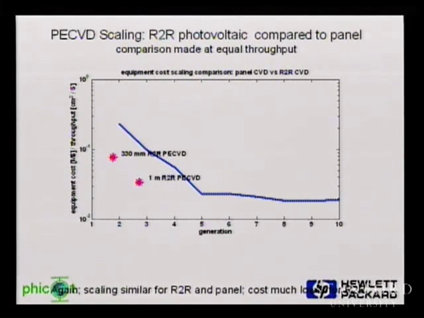So maybe a more realistic comparison comes from comparing the roll-to-roll deposition equipment, which our partner company is using for making solar cells, to the cost of a flat panel PECVD system. And again, you see a similar thing: the scaling law looks remarkably similar, but the equipment costs in this case are maybe about a factor of 10 cheaper.